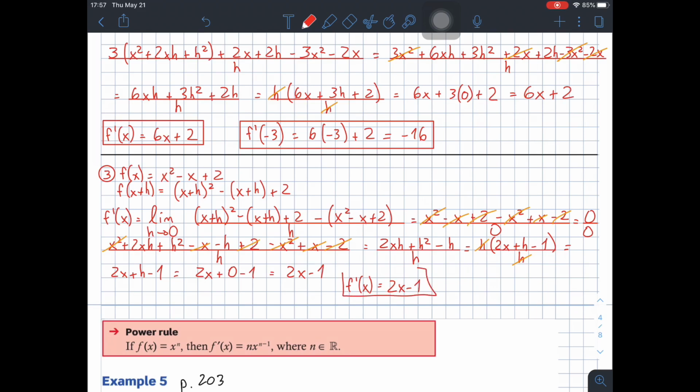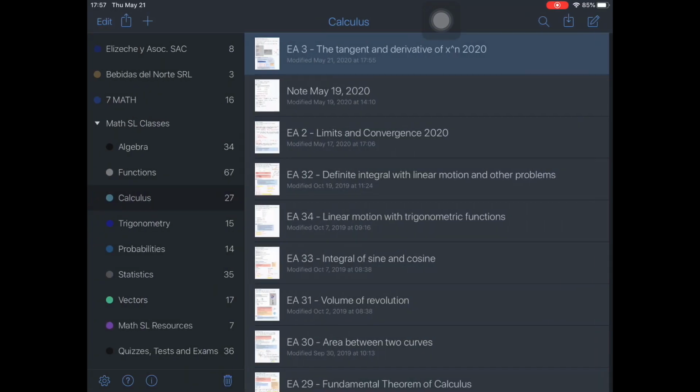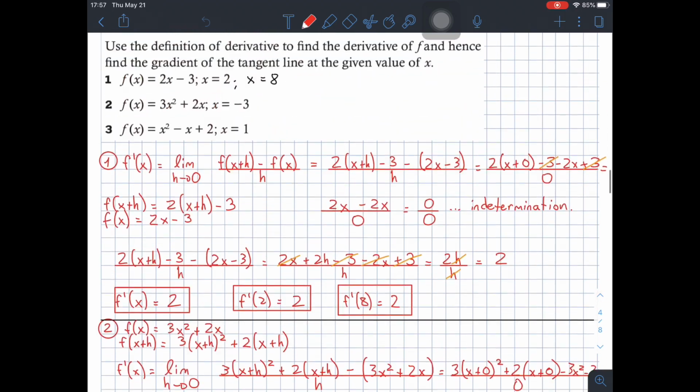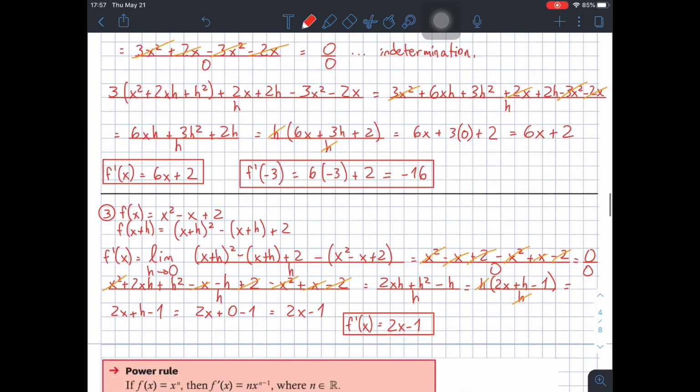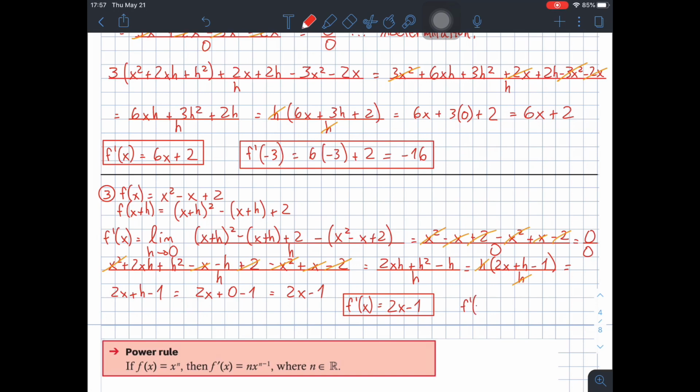And if we evaluate this for x equals 1, then we will have f prime of 1 equals 2 times 1 minus 1, and this is equal to 1. Okay, that means that the slope of the function when x equals 1 is 1. Okay, that means that the function is increasing for this particular value of x.